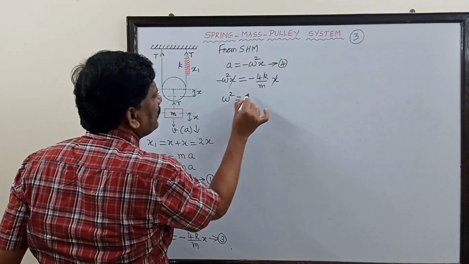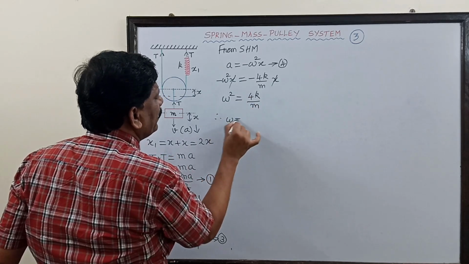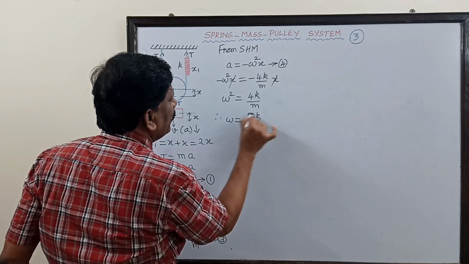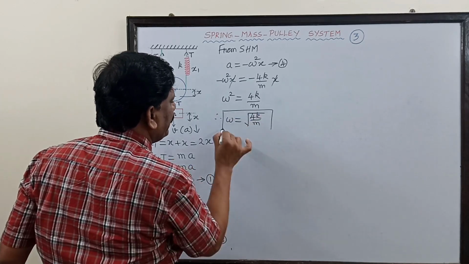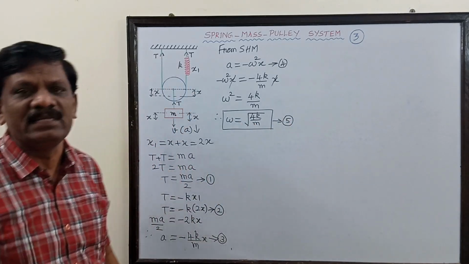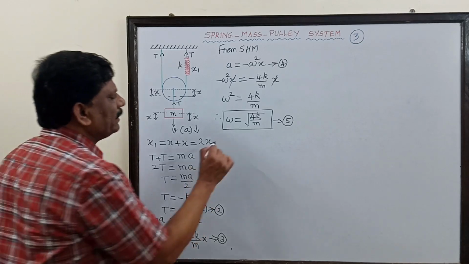So omega square is equal to what? 4k by m. Therefore omega is equal to square root of 4k by m. And this is the required expression number 5. This is for the angular frequency, 2 pi nu, 2 pi f. Okay. So now the period T.